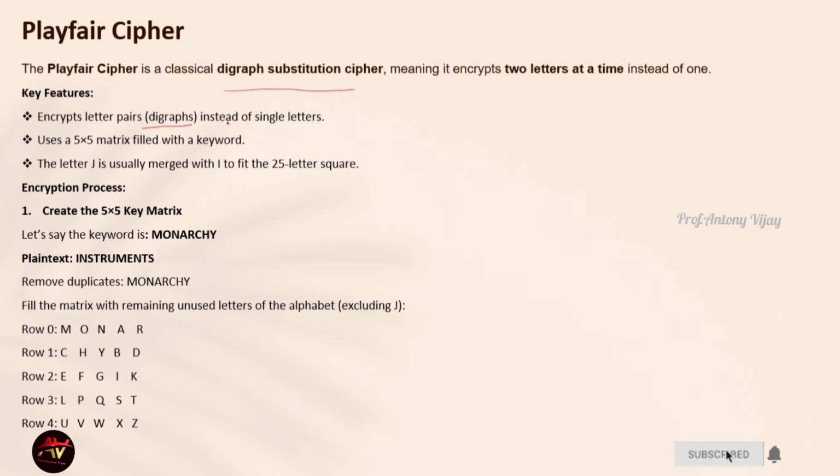Here we have to separate the plain text into pairs of letters, and we have to create a 5 cross 5 matrix with the help of a keyword. Here J is usually merged with I, so wherever I comes, we can use J, because for a 5 cross 5 matrix we need only 25 values. There are 26 alphabets, so we don't want J; it is merged with I.